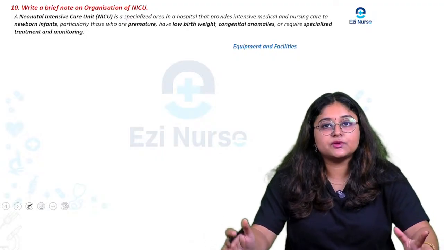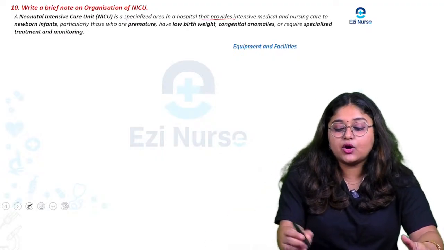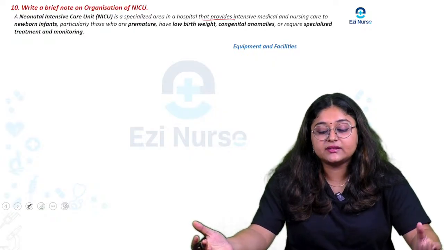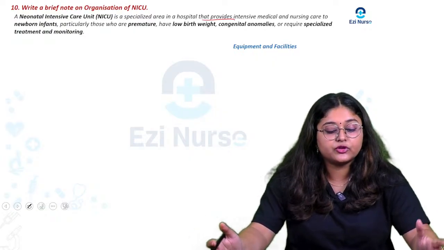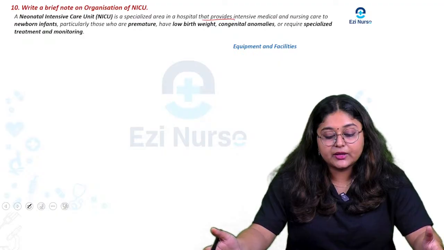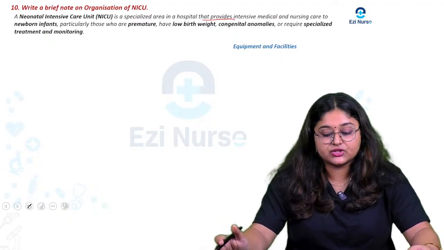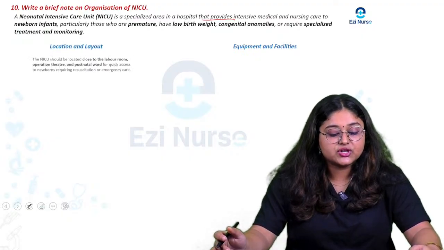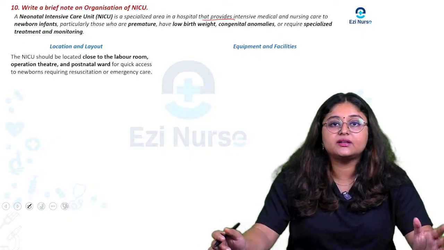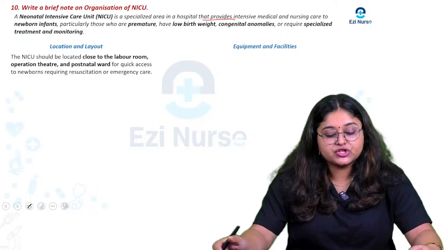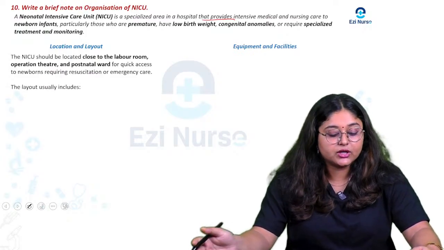So we know NICU is a specialized area in the hospital which provides intensive medical and nursing care for newborn infants who are premature, have low birth weight, or have congenital anomalies or other complications. First, see the location and then the layout. It should be located close to the operation theatre or the postnatal ward for quick movement.